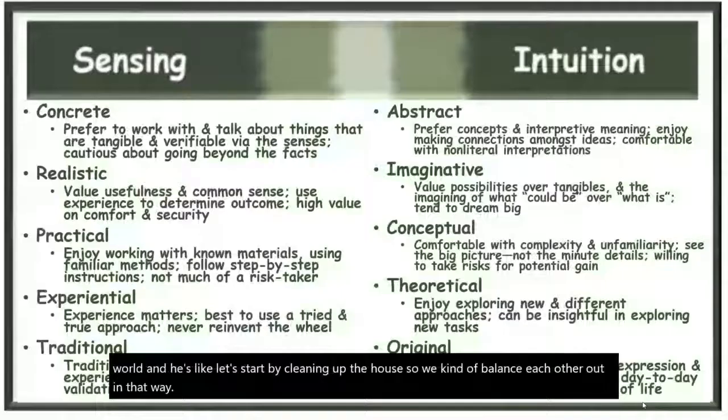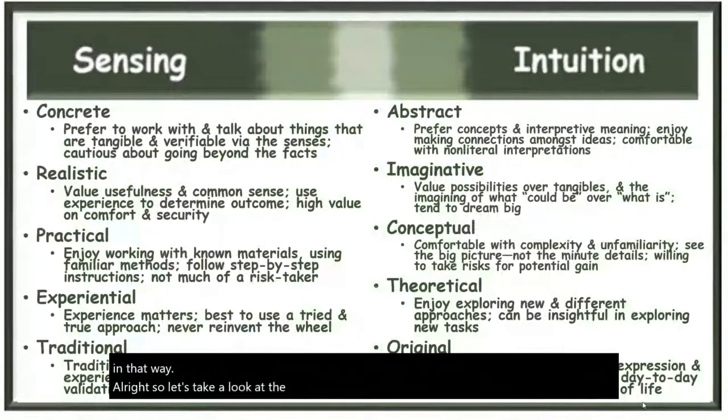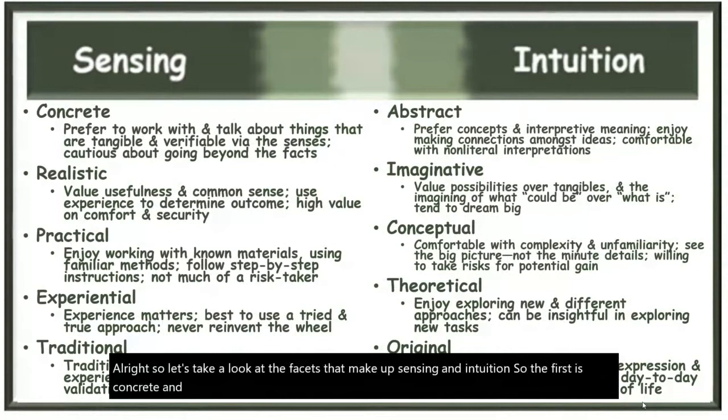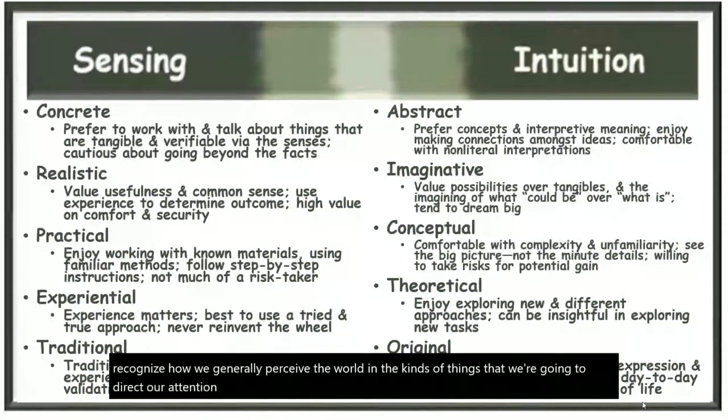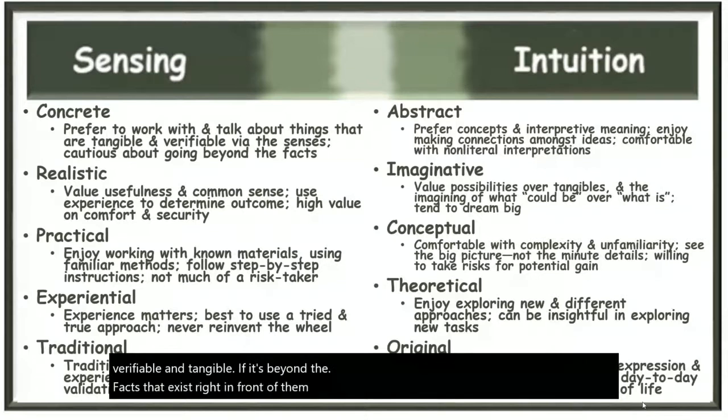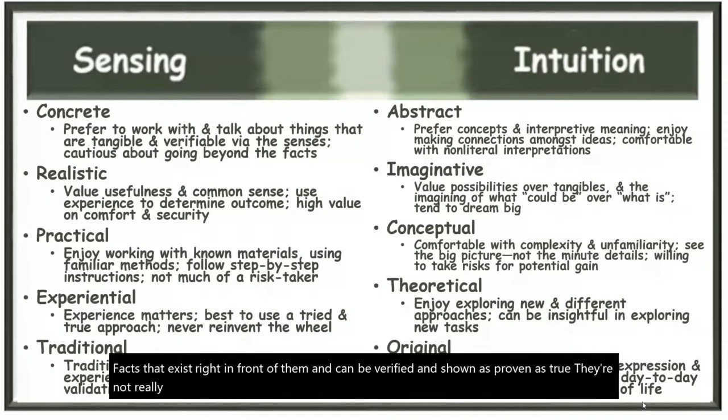All right, so let's take a look at the facets that make up sensing and intuition. The first is concrete and abstract. This is a core facet of the S and N dichotomy, and it essentially allows us to recognize how we generally perceive the world and the kinds of things that we're going to direct our attention to. So the concrete type wants to work with and talk about things that are verifiable and tangible. If it's beyond the facts that exist right in front of them and can be verified and shown as proven as true, they're not really interested, or they're very cautious about that.